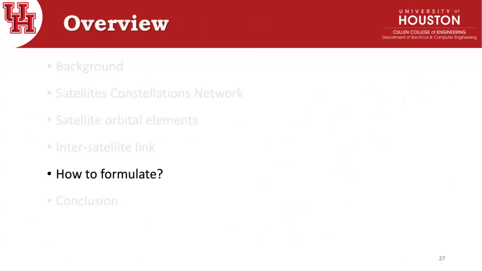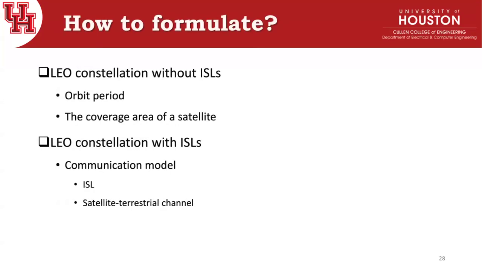So here comes the most important part: how to calculate them and how to formulate the equations to set up the model. This section is basically divided into two parts. The first one, I'll introduce the LEO constellation without the inter-satellite links. And the second one, I'll talk about the LEO constellation with the links.